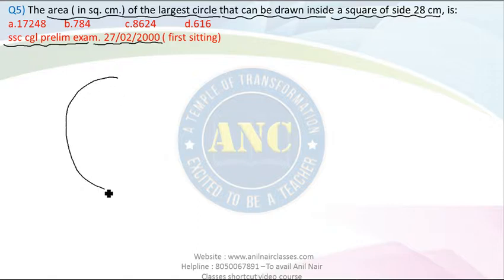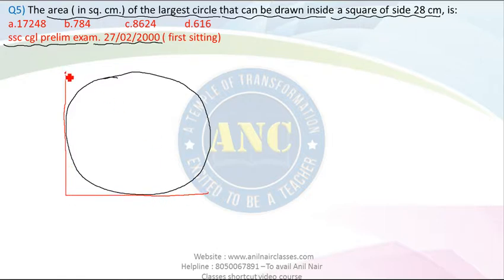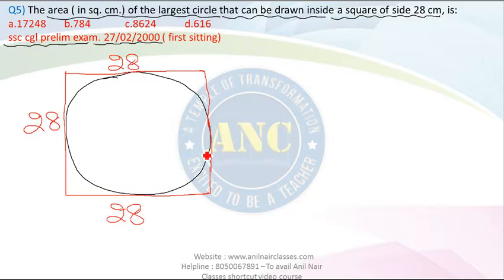Now I have a circle. This should have the largest circle. This should have maximum area. Now this circle is inscribed inside a square, and the side of this square is given in the question as 28 centimeters. The diagram is not drawn to the scale. Kindly please adjust with my diagram. The side of the square is given as 28 centimeters. That means all the four sides of a square are 28 centimeters. Find the area of the largest circle that can be drawn inside a square of side 28 centimeters.